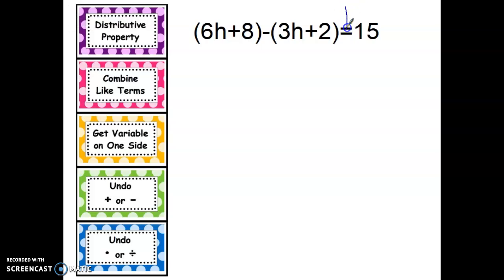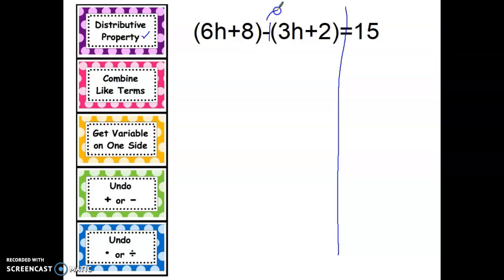Okay, let's go ahead and look at an example. This is an example from your homework, I believe number 3 on your homework. So we're going to follow these 5 steps in order to help us solve a multi-step equation, which we have right over here. First step is to use the distributive property. If we look, we have nothing to distribute in front of this parentheses right over here. However, over here we have a -1 to distribute.